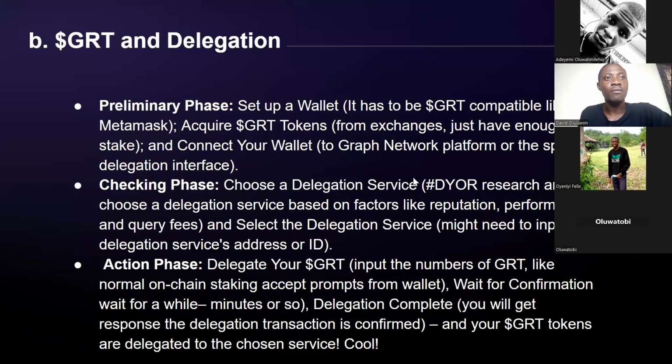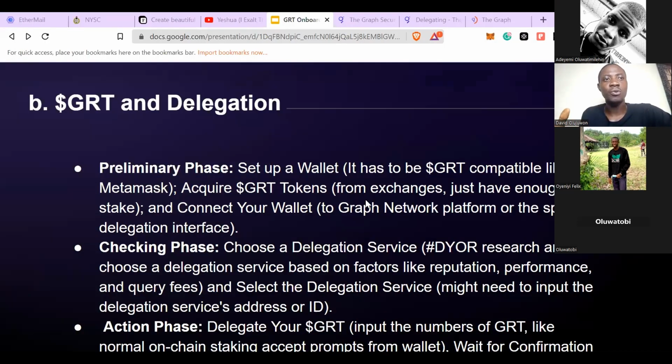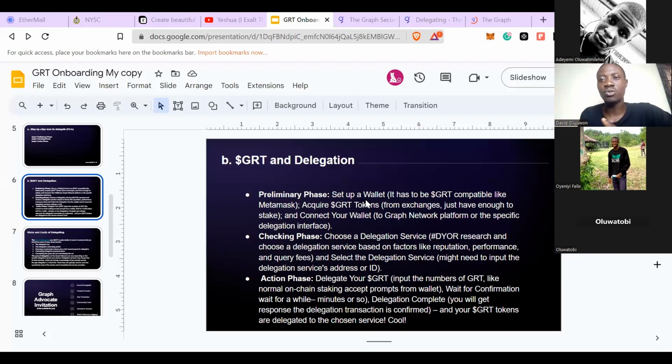All right. When you connect your wallet, which is the action phase, after you've selected the delegation service, you might need to input the delegation service address ID. Depends. In fact, let me even do that right away. Let me wait for this to come on, because the action phase is basically you inputting the amount of GRT tokens you want to stake. So you can use 2,000 GRT tokens, 100,000 GRT tokens, 1,000 GRT tokens. I think GRT is trading at about $0.10 or thereabouts. So about 700 GRT might cost about $70, I think.